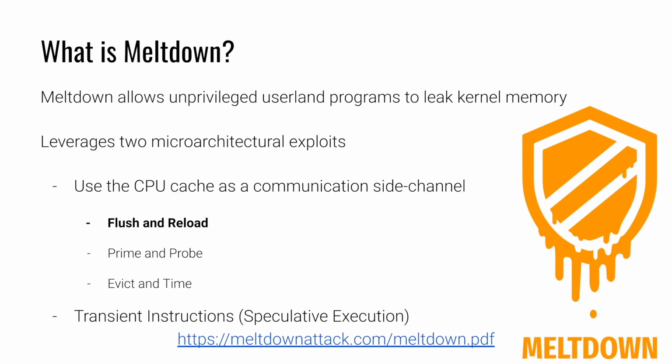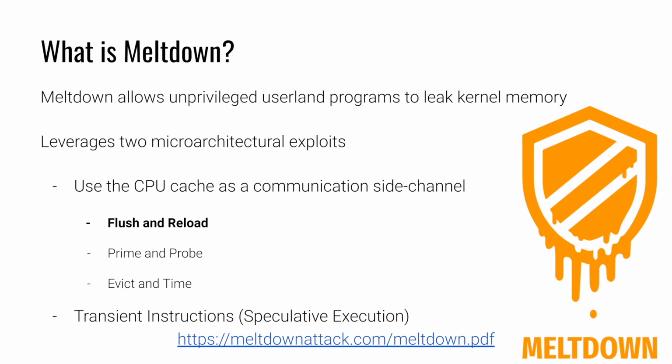The first of these we've already seen. Meltdown uses the CPU cache as a communication side channel. Now, we've already done this in the earlier lectures when we were looking at flush and reload. There are other methods to use the CPU cache as a side channel, but we're not going to go into detail on how those methods work. For our purposes, flush and reload is a very simple and effective way of using the cache as a side channel. Now, the second thing that Meltdown leverages is something that's known as transient instructions.